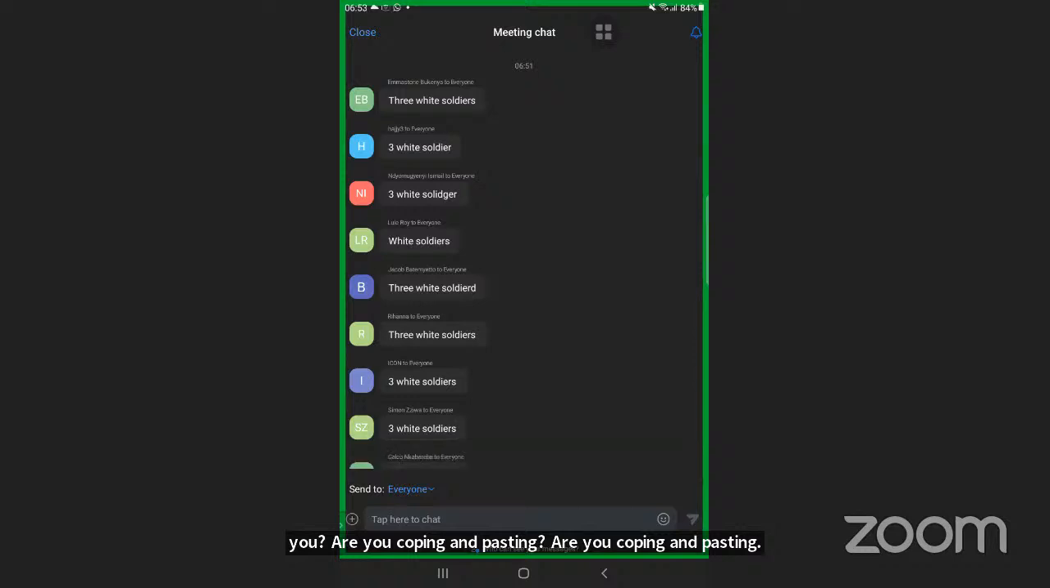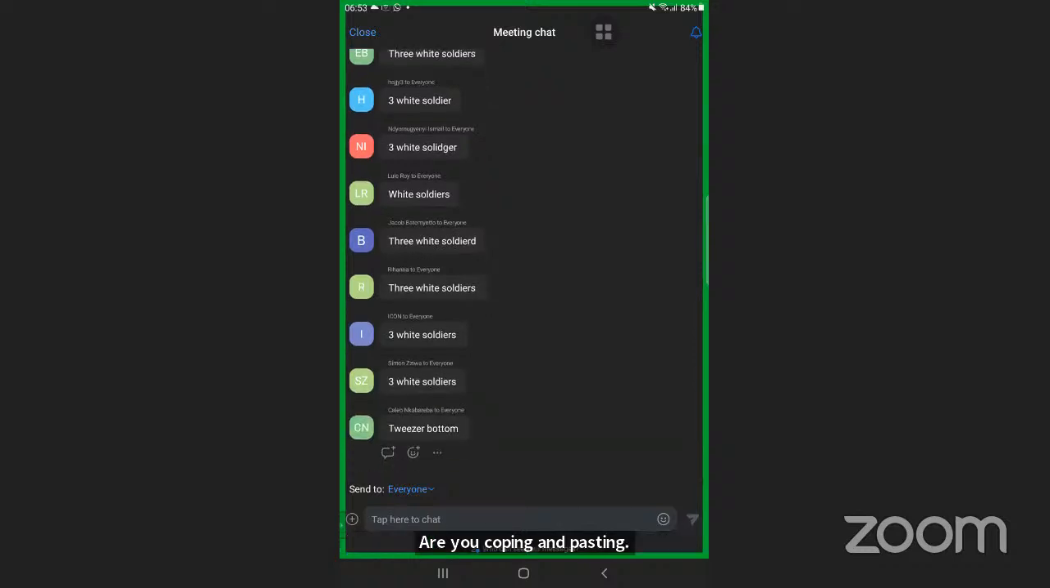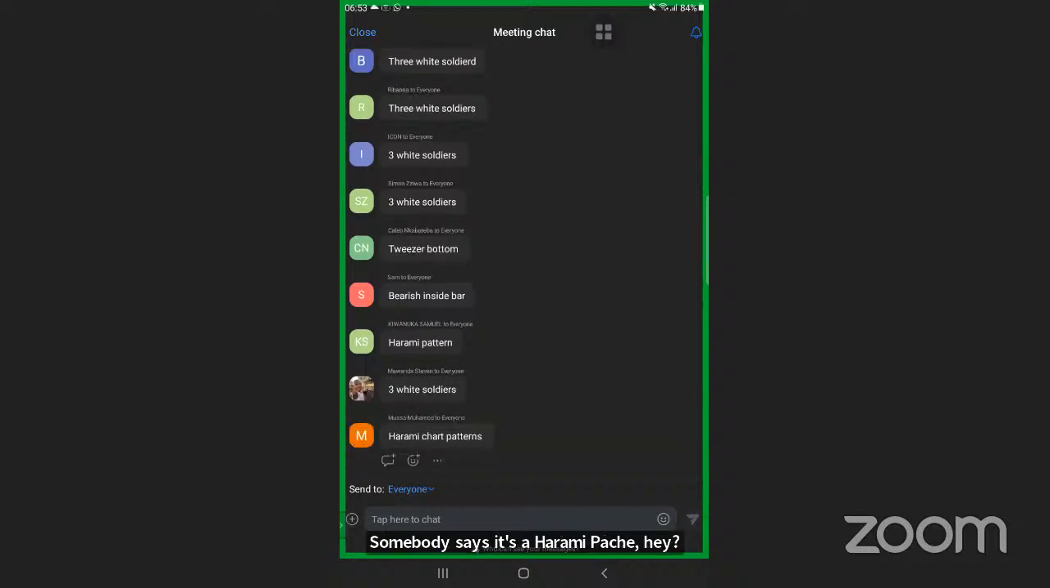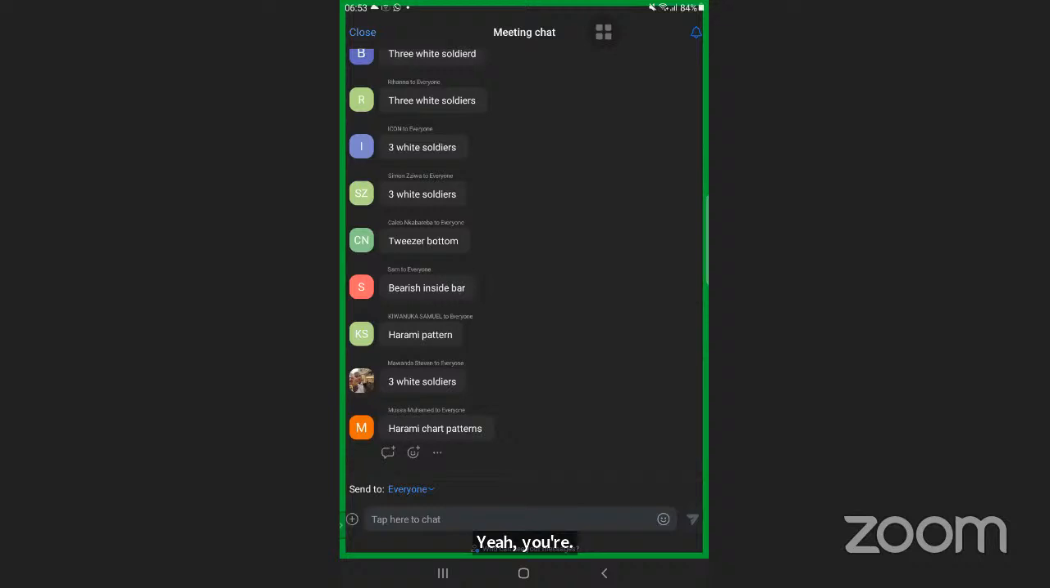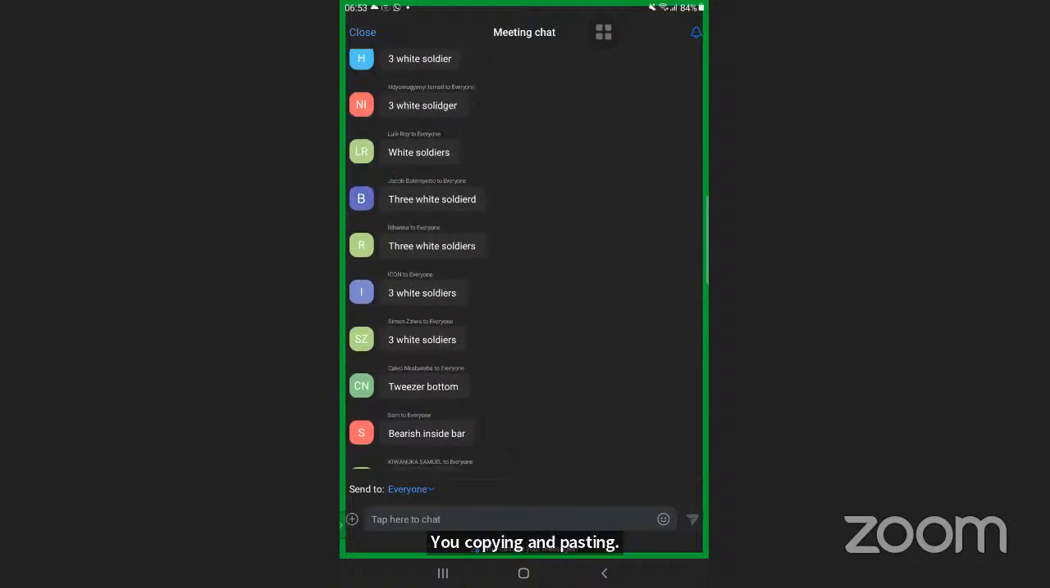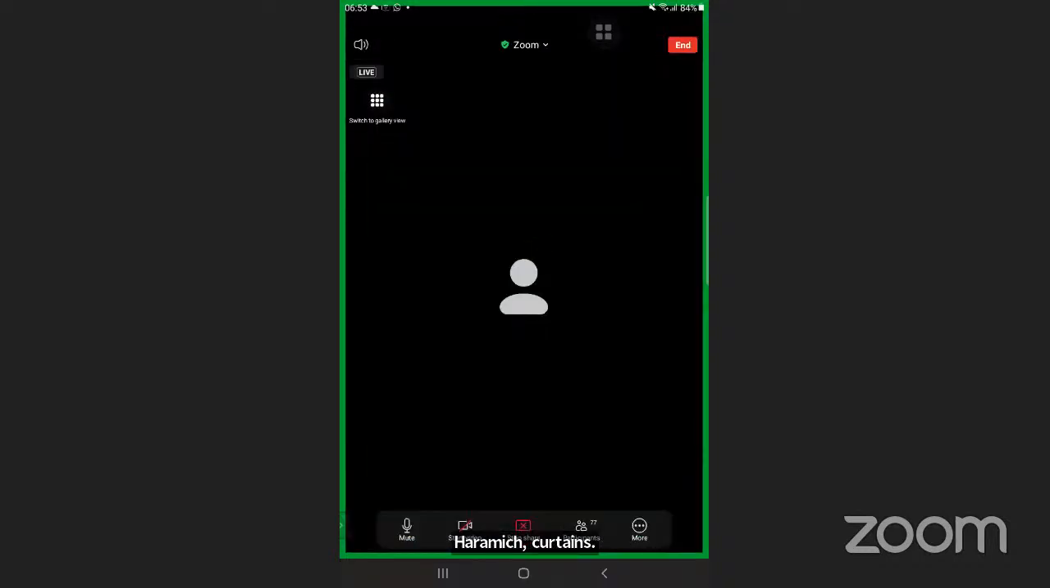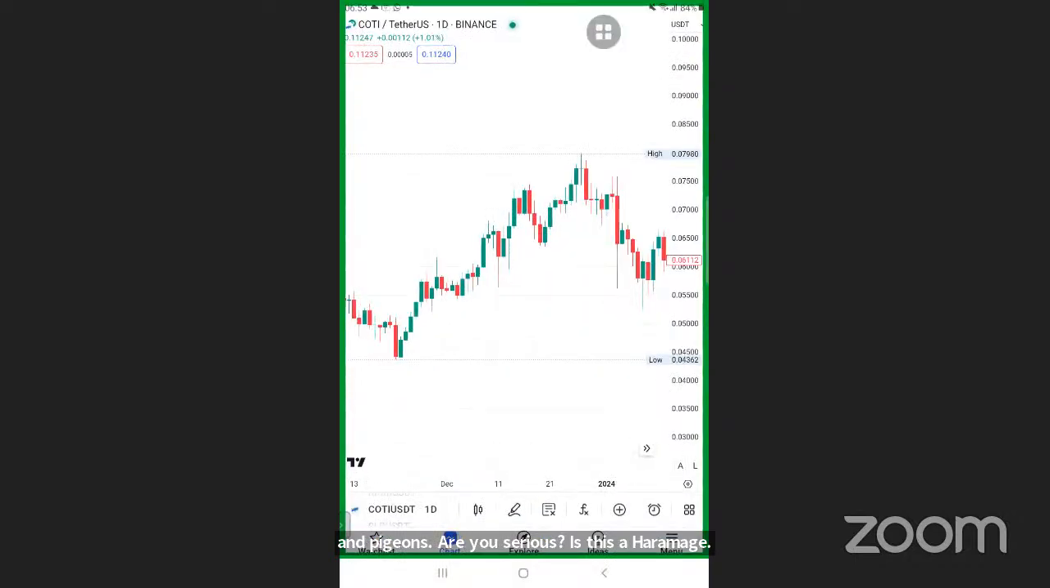Today, I think it's going to be an interesting class. Somebody says it's a pizza bottom. Someone says it's a bearish inside bar. Somebody says it's a harami pattern. Are you copying and pasting? Harami chart patterns? Are you serious? Is this a harami chart pattern? Is this an inside bar? Are you serious?